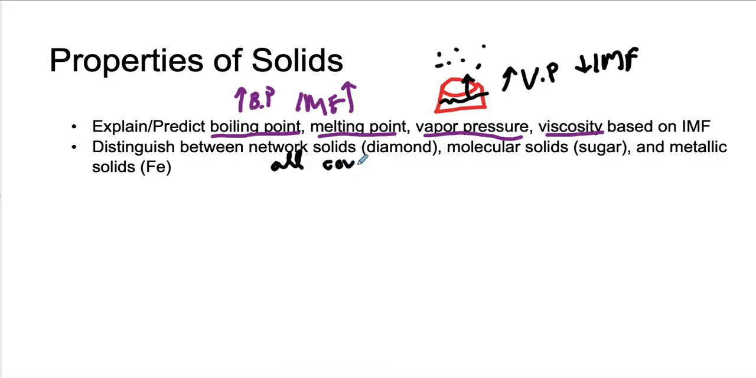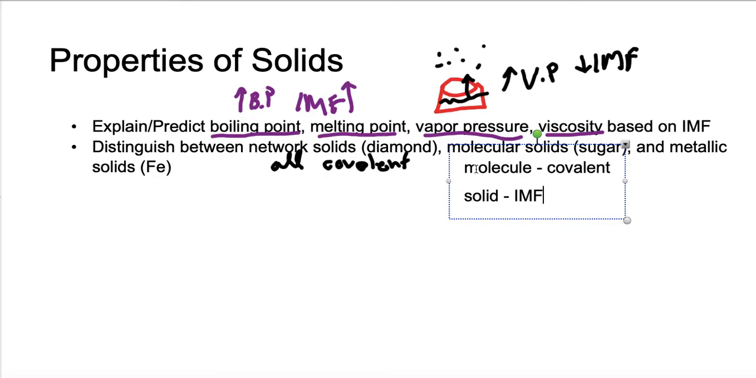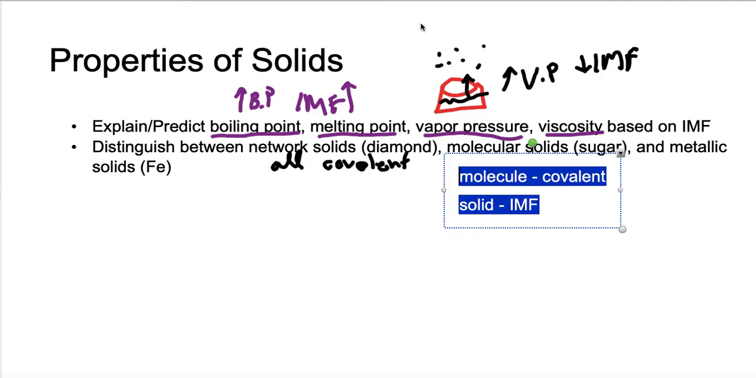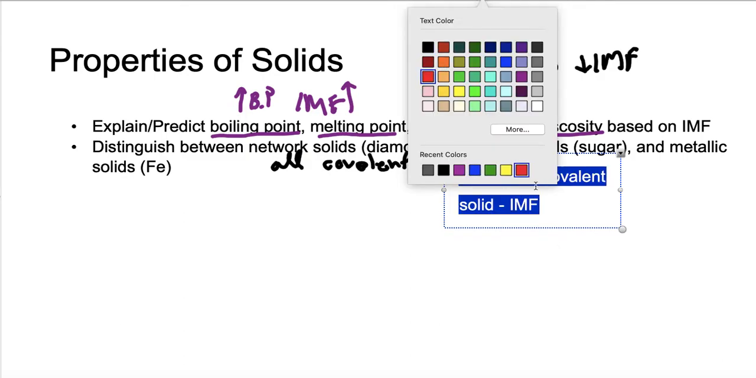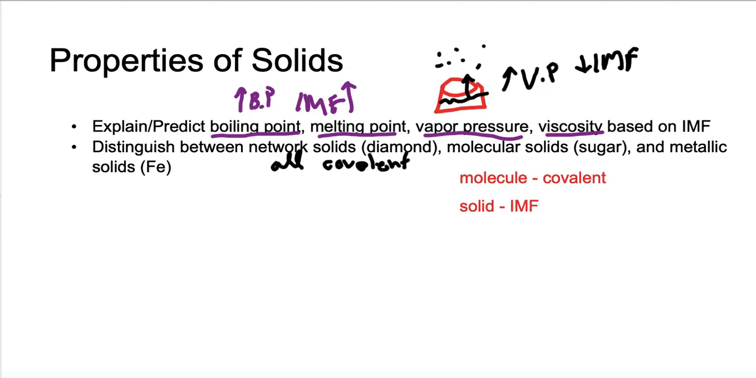Now in the molecular solids, like sugar, the molecule is covalently bonded, but the solid is IMF bonded. Usually, if it's sugar, that's a dipole, and you would have all of that. Let's give that a different color, red. Okay, so that is our molecular solid.